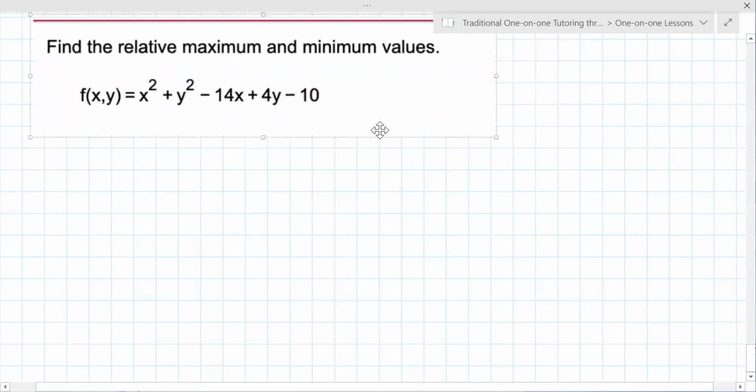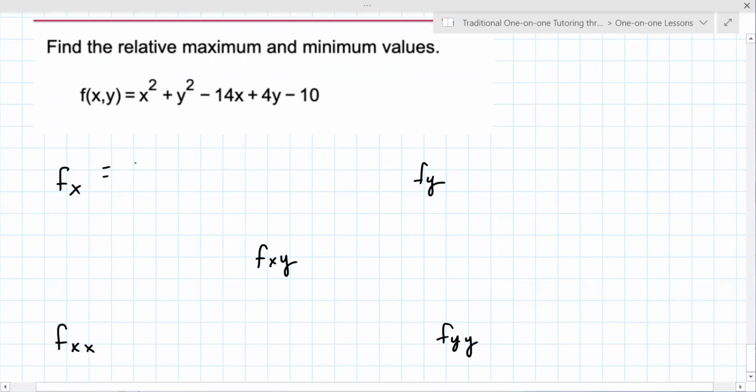All right, so again, you got to be able to find fx, you got to find fy, and then I like to find fxy next, fxx, and then fyy. So fx is 2x minus 14. Fy is 2y plus 4. Fxy, you can choose either one of these, but I'm going to take this first one and take the derivative with respect to y, which is 0. And then fxx is the second derivative with respect to x, which is 2. Fyy, it just happens that these are the same again.